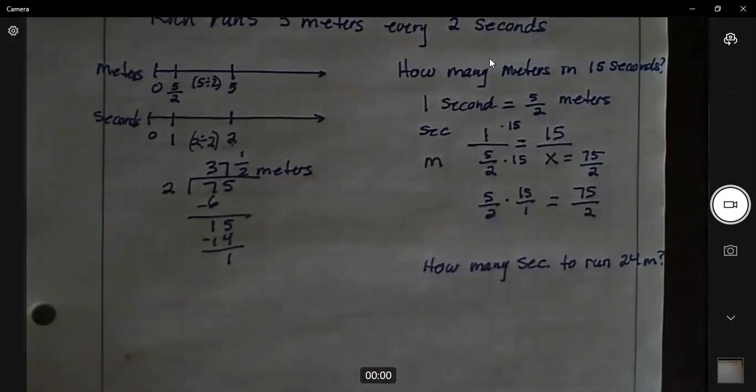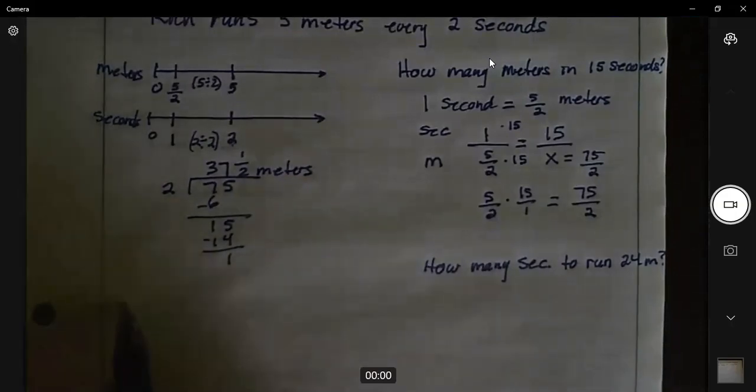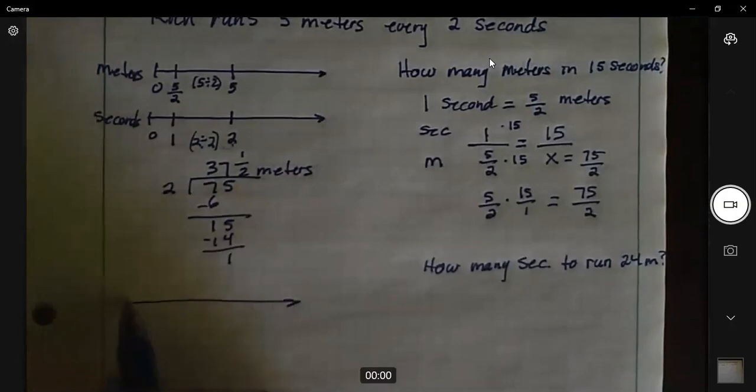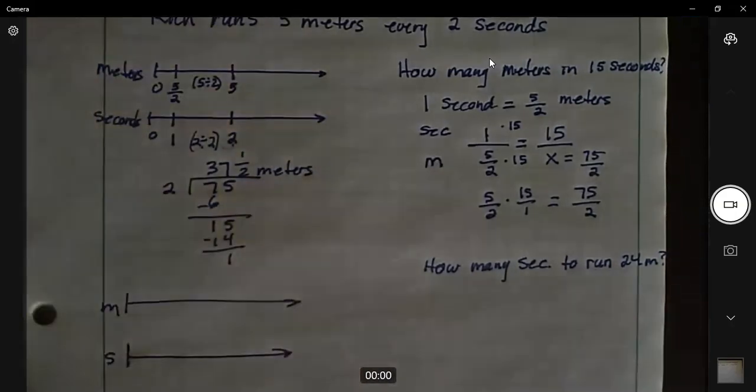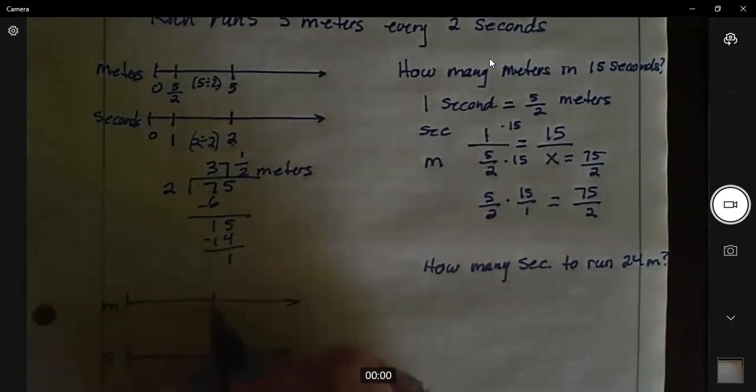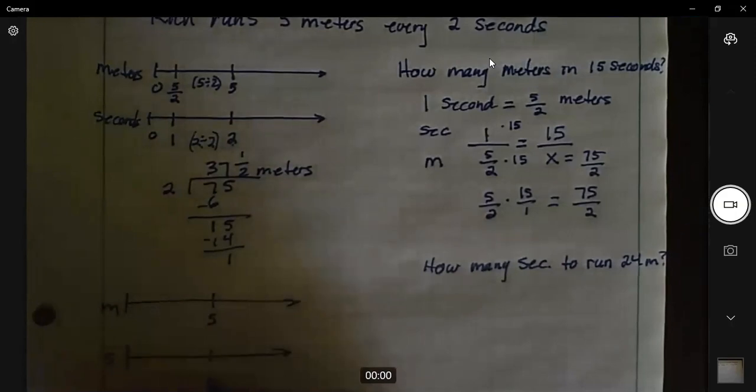So let's do a number line again over here. So let's do a number line. Here's our meters. Here's our seconds. And we go with our original, right? Let's go with our original 5 meters to 2 seconds. So we kind of start with the same.